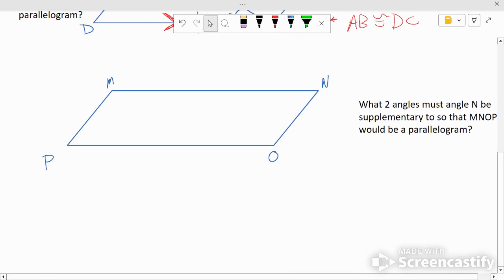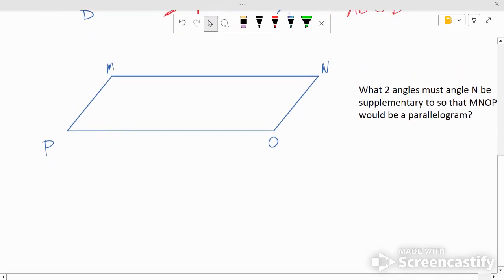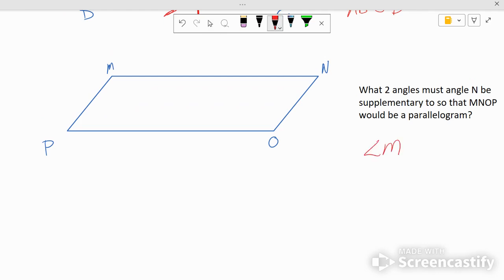Okay? All right. The next one says, what two angles must N be supplementary to so that MNOP would be a parallelogram? What two angles does N have to be supplementary to make it a parallelogram? Angle M and angle O. Angle M and angle O, because if it's supplementary to those two angles, then it is a parallelogram.